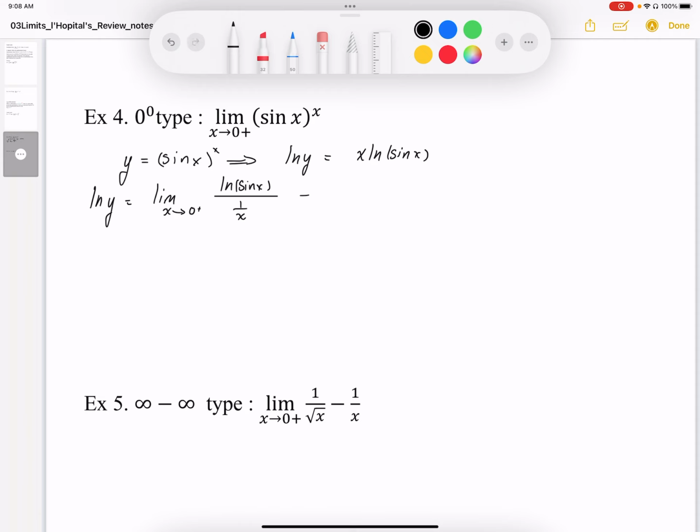And now when we put it into L'Hopital's, when we evaluate this limit, the numerator, log sine x, when we plug in 0 into sine, we get sine of 0, which is 0. Log of 0 is negative infinity. So we end up with negative infinity. And in the denominator, as we approach 0 from the positive side, 1 over x is going to be equal to positive infinity. So we're going to end up with infinity over infinity. And this is a condition where we can use L'Hopital's. Okay, so I'm going to apply L'Hopital's here.